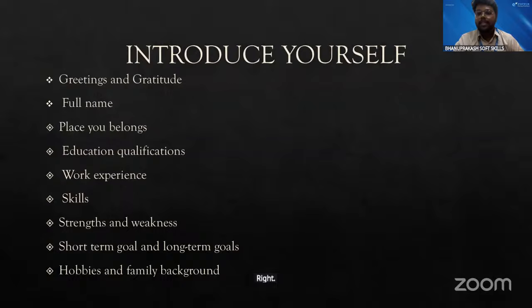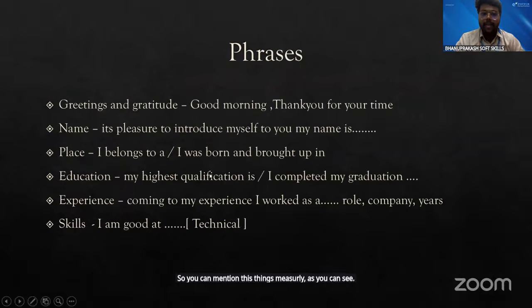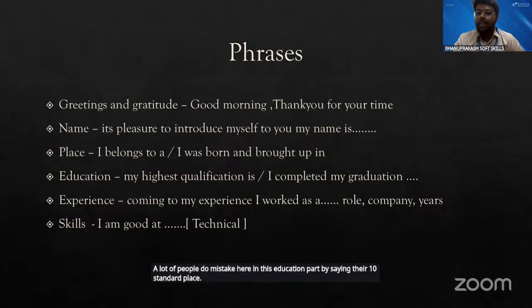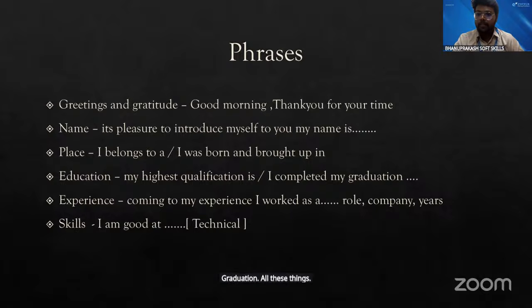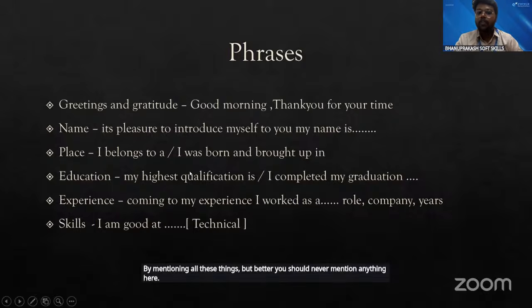So you can mention these things majorly, as you can see here, like my highest qualification is. A lot of people make a mistake in this education part by saying their 10th standard, plus 2, graduation. All these things are not at all necessary. Few people may know this, but a lot of people make this mistake by mentioning all these things. Better, you should never mention anything here. Simply, you can mention your highest qualification.